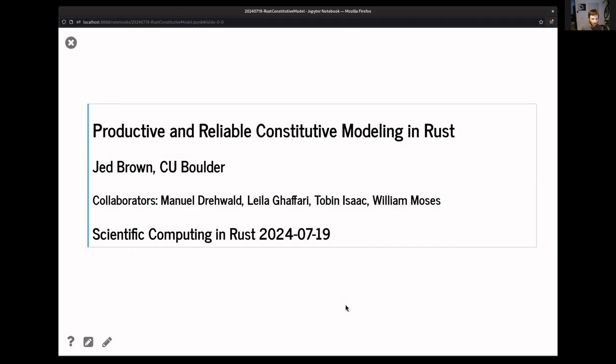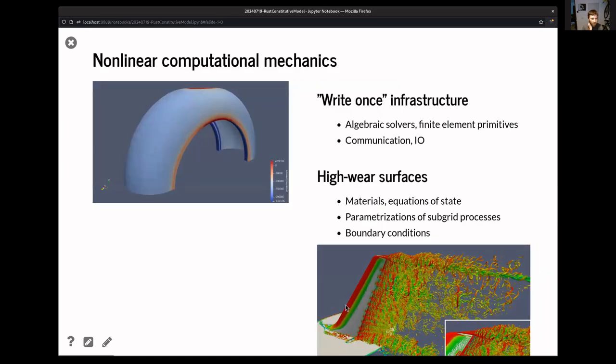Yeah, so I'm going to look into what happens in nonlinear computational mechanics solvers. So I'm thinking structural mechanics, possibly with processes like plasticity and damage, viscoelasticity, as well as fluid mechanics, especially fluid mechanics with real gases, so non-ideal gas laws.